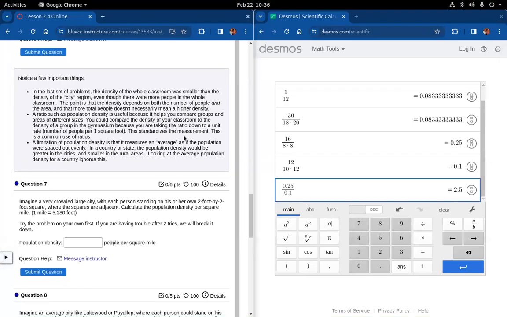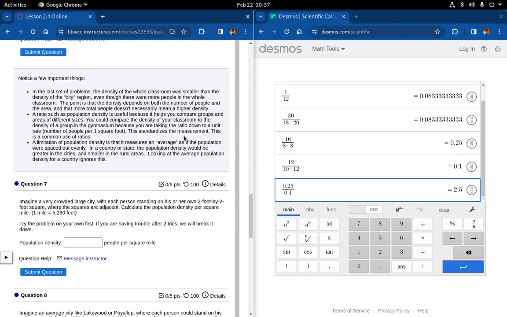Next up for lesson 2.4. Now we've been measuring population density in square feet, which is nice because it's a human scale, right? We usually measure our height in feet. The rooms we live in are measured in feet. So we can grasp that pretty well.